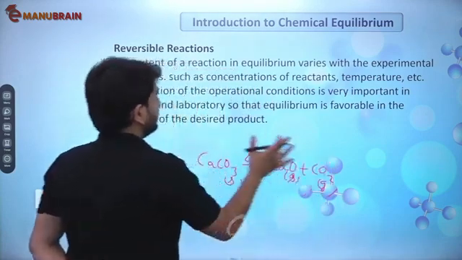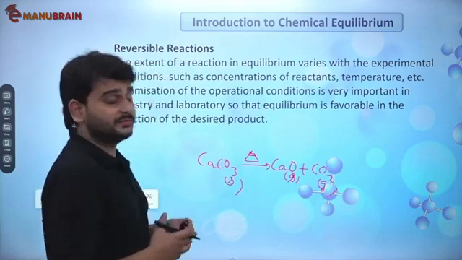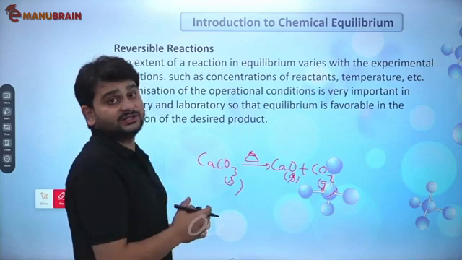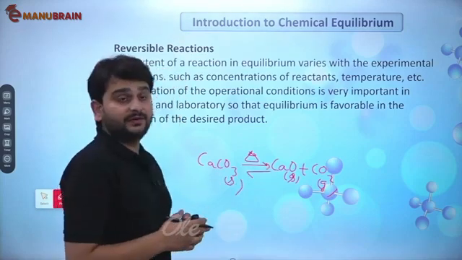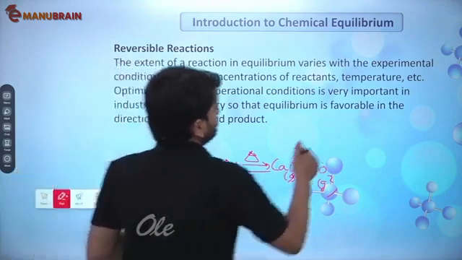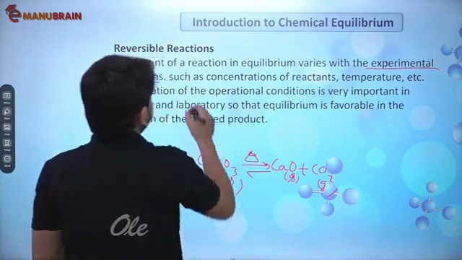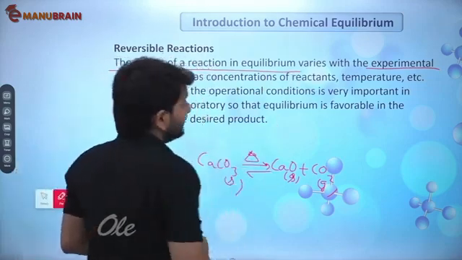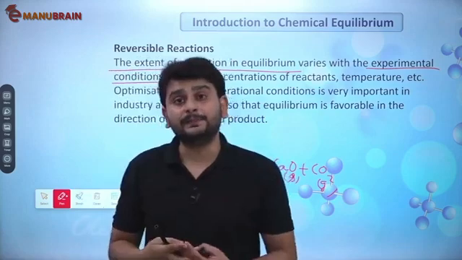And if you don't allow it to escape, then the operational conditions will determine how much the reaction moves forward, or if it's a reversible reaction, how much the reaction will move backward as well. So it's the experimental or operational conditions that define the extent of a reaction in equilibrium: how much the reaction has completed before reaching equilibrium.